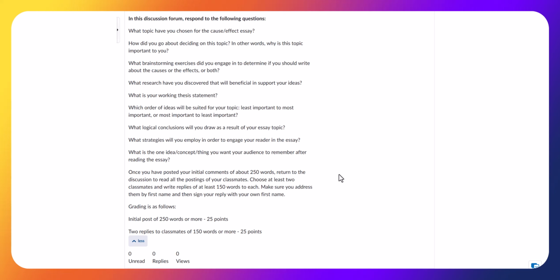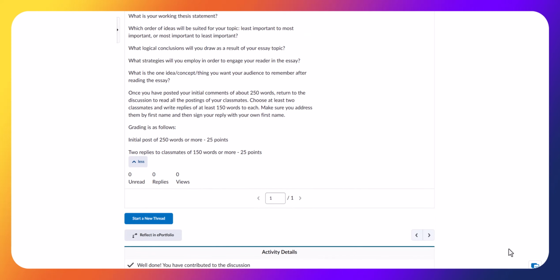So once you've posted your initial comments of 250 words, return and read the postings of your classmates. Choose at least 2 classmates and write replies of at least 150 words to each of them. Make sure you address them by first name and then sign your reply with your own first name.